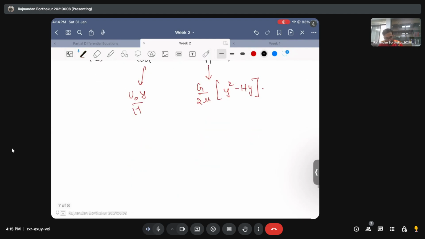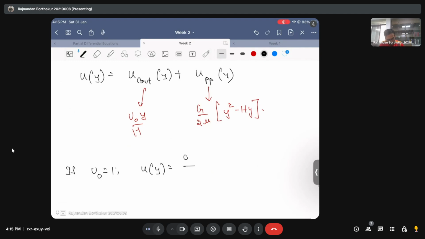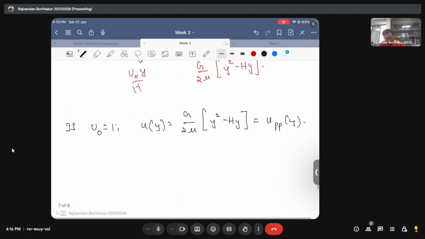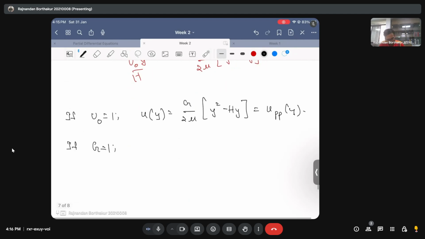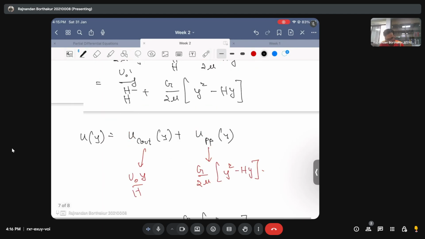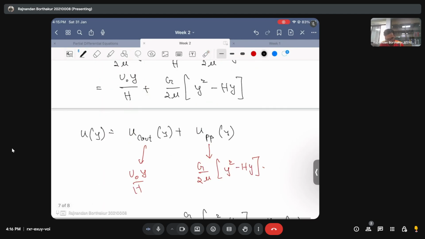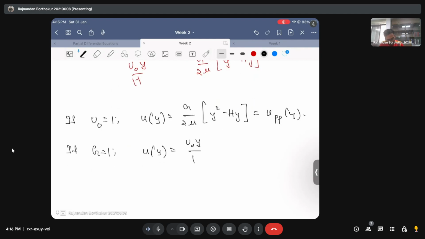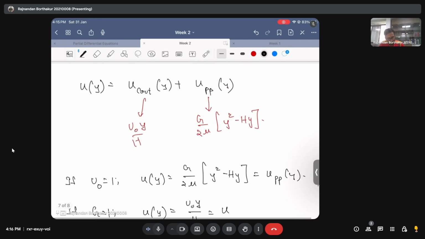I'll write it down that under special cases, if let's say u naught is 0, that is when the upper plate is stationary, your solution just becomes u of y equal to g by 2 mu times y square minus hy, and this is just equal to u of a plane parabolic flow that you derived. On the other hand, if g is equal to 0, that is when I don't have an active pressure gradient, I can say that u is just equal to this term, u naught y by h, and this is a linear velocity profile that you get when you just have a Couette flow basically. So this is a Couette flow.